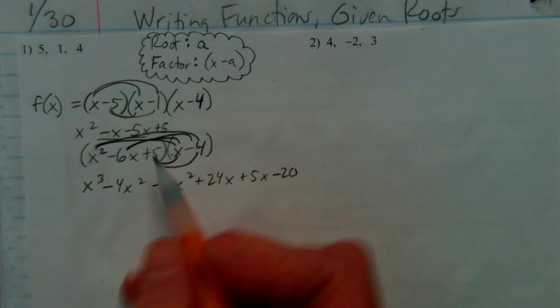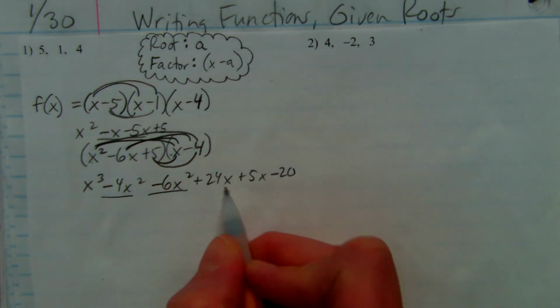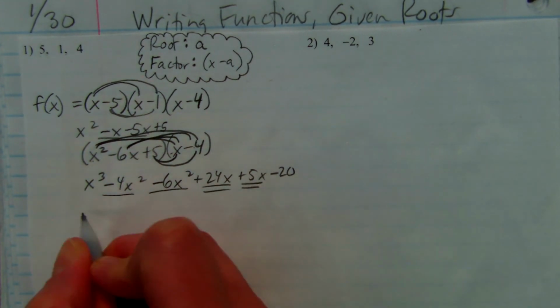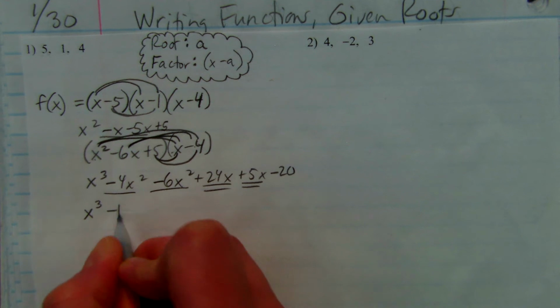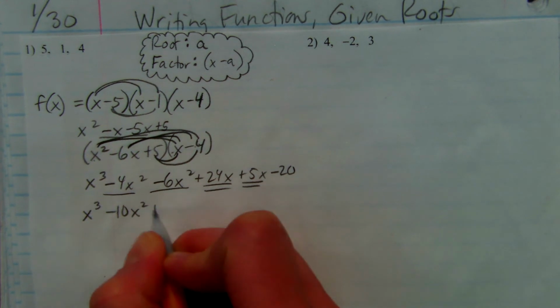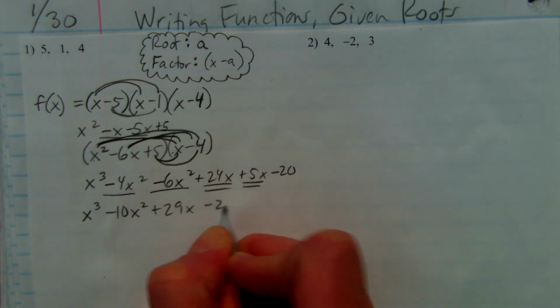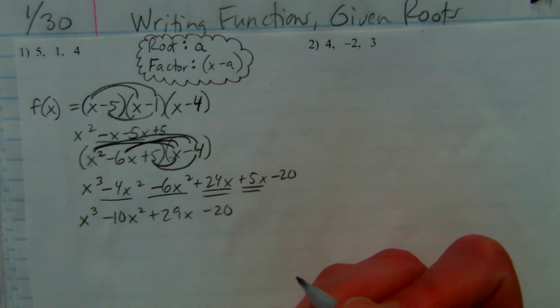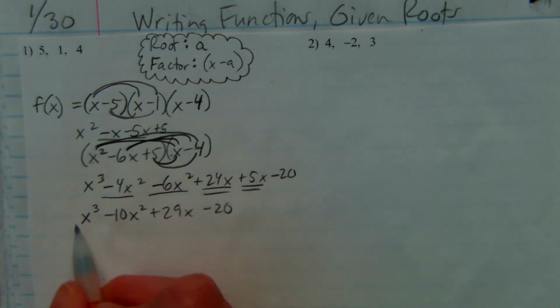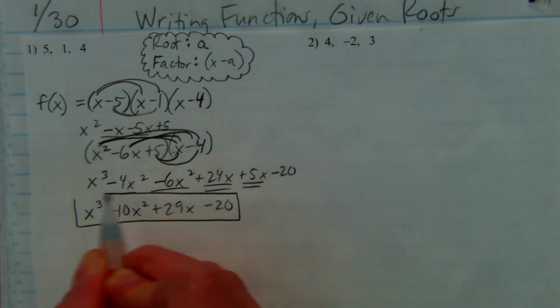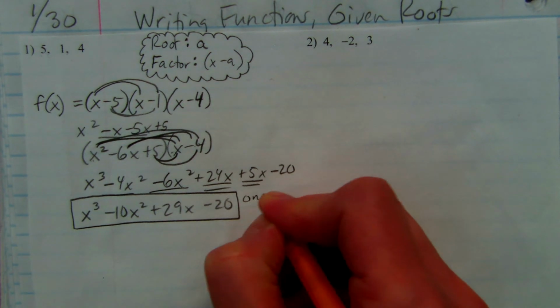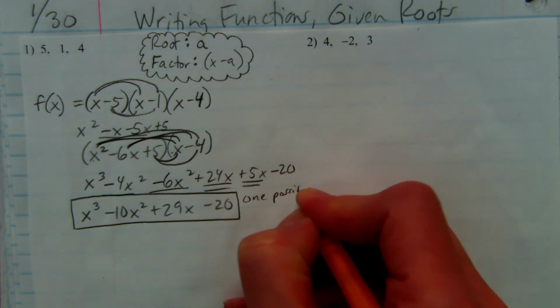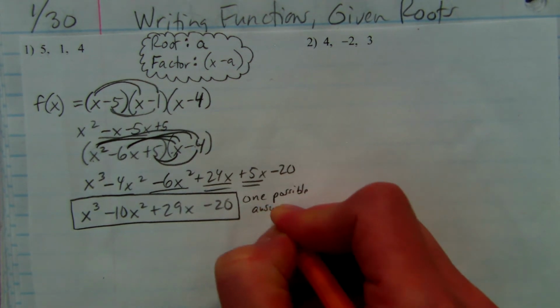And then you want to simplify this down. These are like terms. These are like terms. So we get x cubed minus 10x squared plus 29x minus 20. There's a lot of places in there you could make mistakes, so you want to be careful. So this is a possible answer. This is one possible answer. That is one function.